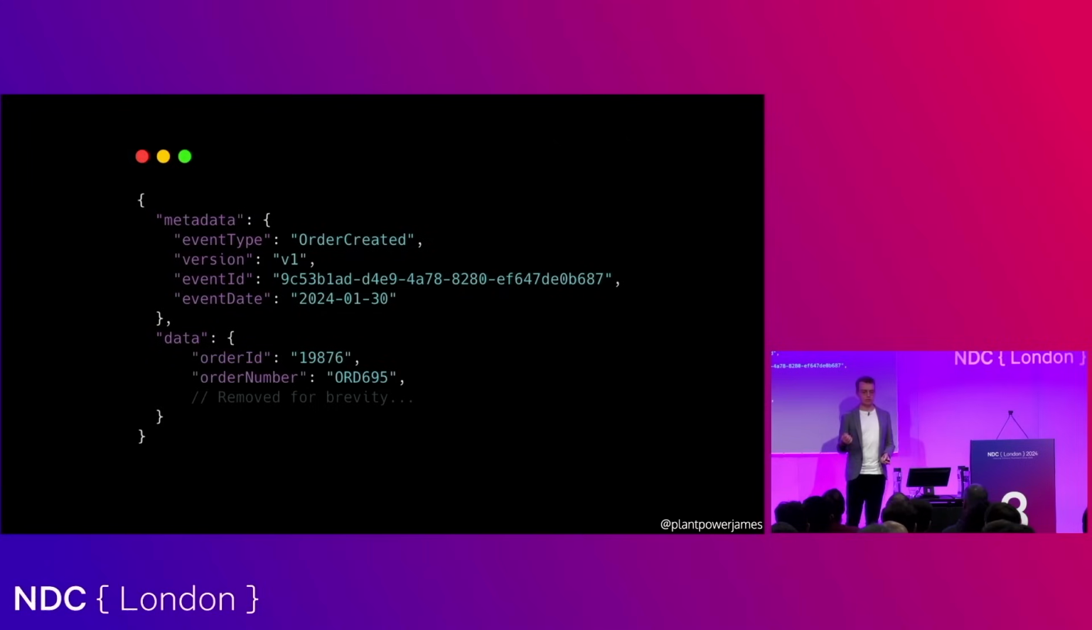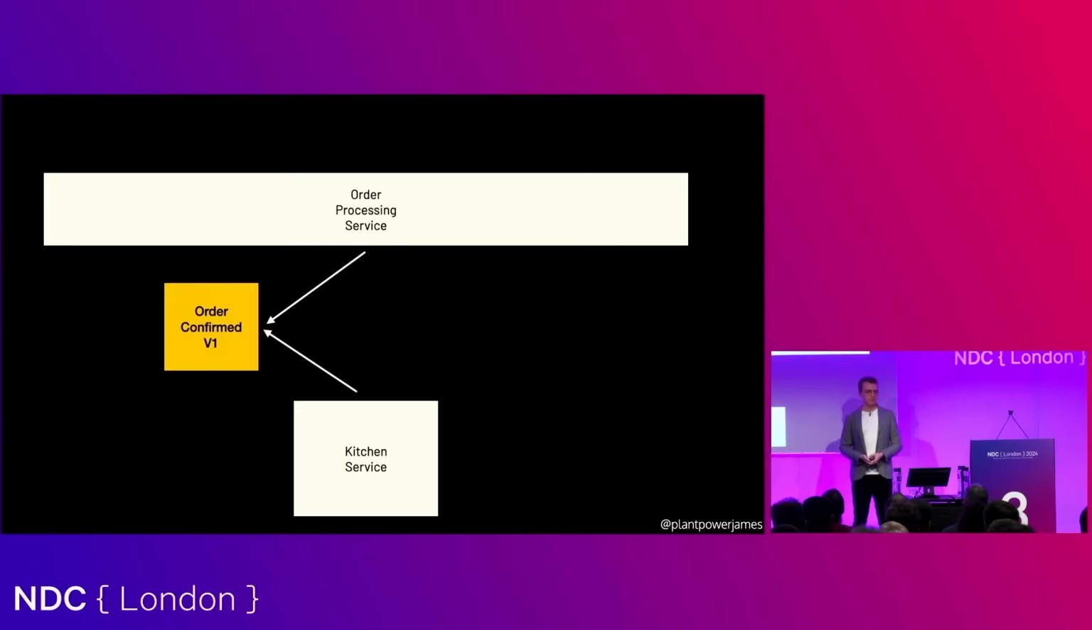You see you've got version and V1 here. Including a version number as part of your event more easily allows you to introduce breaking changes. So let's come back to that same example where we need to change the value from a decimal to an object that has the value and the currency. Right now, the order processing service is publishing version 1 of that order confirmed event, and the kitchen service is consuming that. All your downstream consumers are consuming order confirmed version 1.